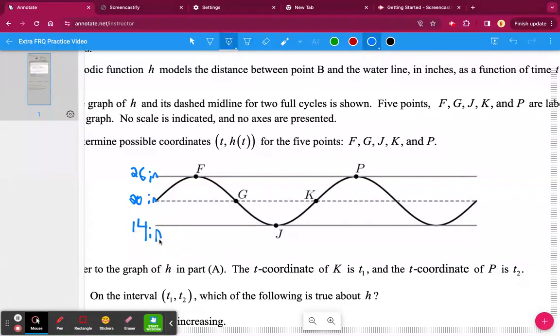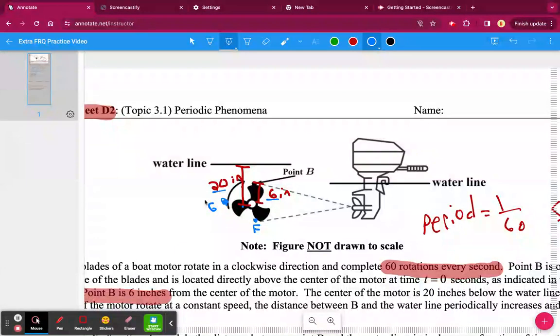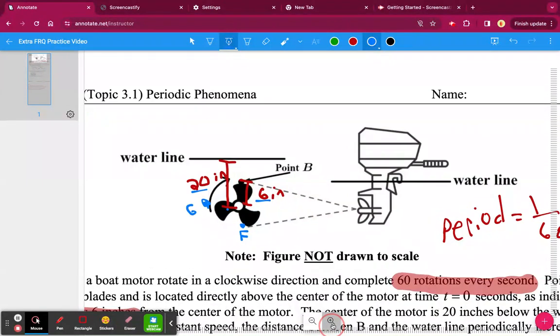Okay, so I have those labeled. So 14 inches. So at the lowest point, I'm 26. At the middle point, I'm 20. And then closest to the surface, I am 14 inches away. And now I've got to think about here. How exactly do I find my point here?